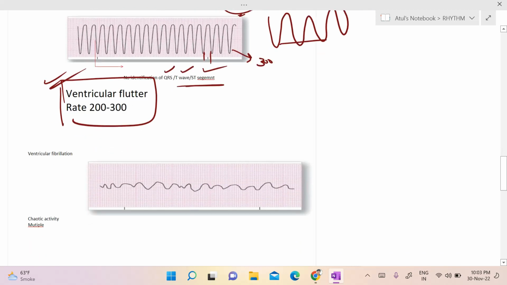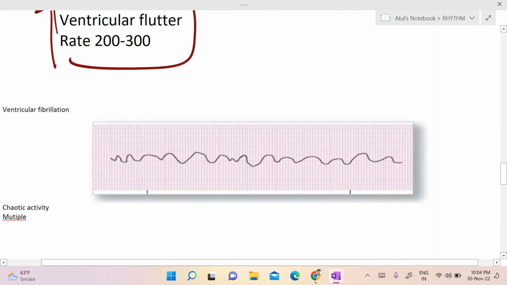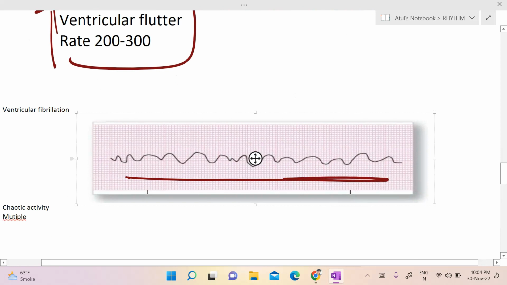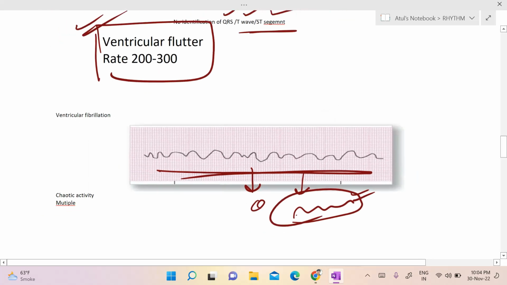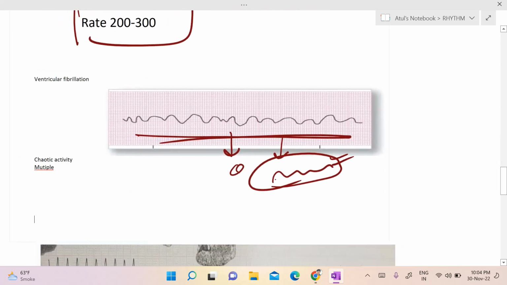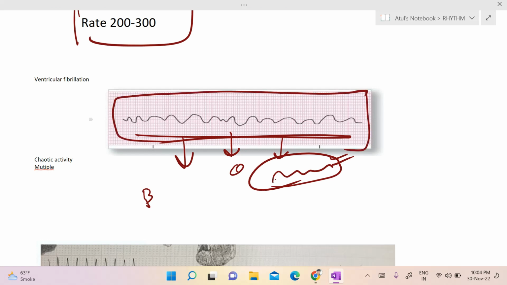Now the next ECG. We can't identify anything in this ECG. No QRS, no T wave, nothing, but we can only say that some chaotic activity is occurring in the monitor or ECG. Multiple chaotic activity, because there are multiple ventricular pacemakers firing on their own. So this is suggestive of ventricular fibrillation.